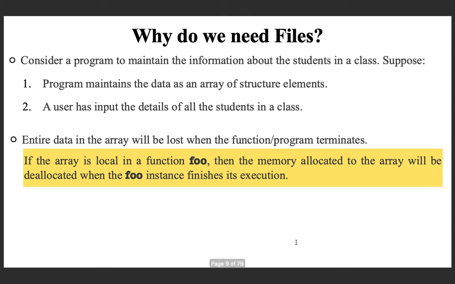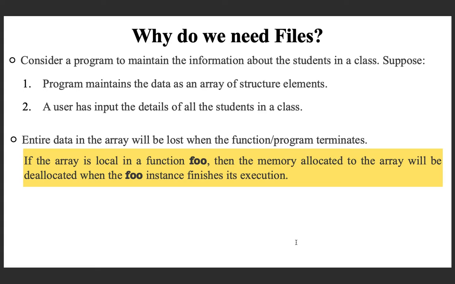Why? Because if your array storing the details about students is local in a function, say foo, then the memory allocated to the array will be deallocated or taken back when the foo instance finishes its execution. This is what we have seen. This is an automatic array. So, the moment the function terminates and control goes back to the calling function, that array will be taken out from the memory. So, the data will be lost.